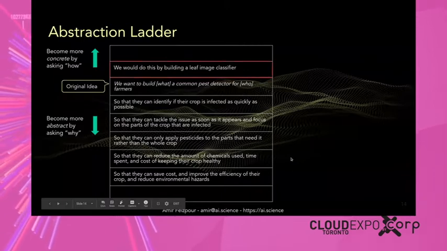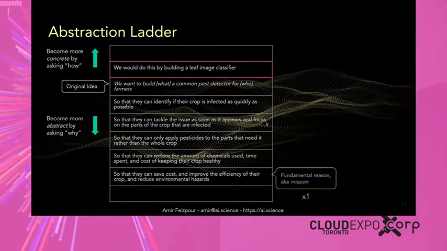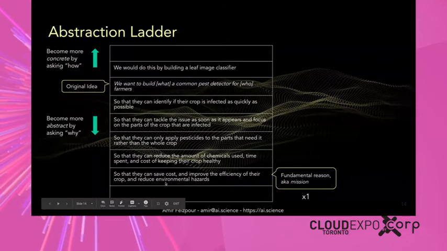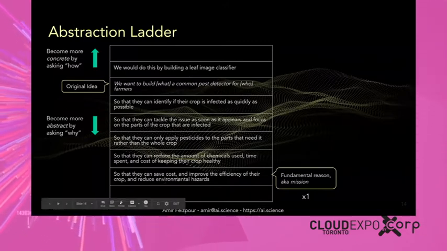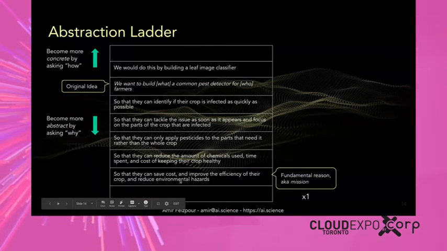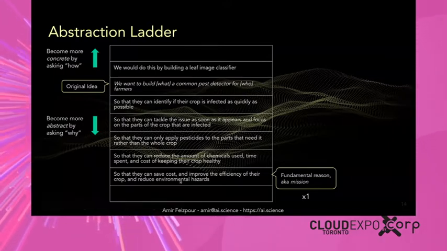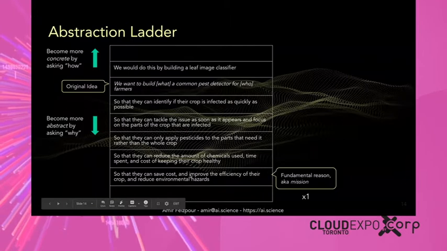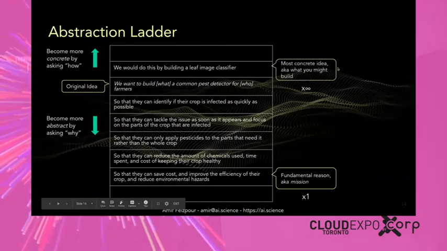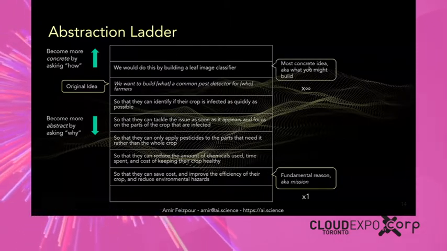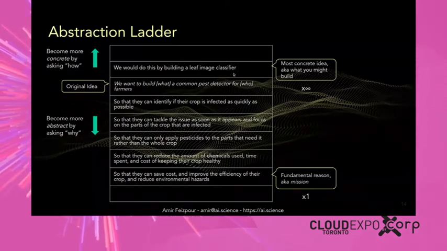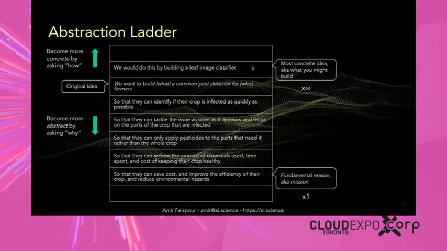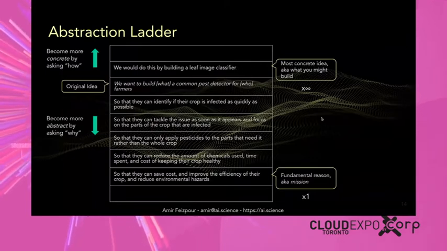Ideally, when you get to the very abstract problem, as I mentioned, that's sort of your mission. That's the vision that you have for what you're building. So you ideally want to have only one of these. But the very concrete idea, ideally you want to have many of it, because maybe the image classifier is not the right solution. Maybe you have to have a different concrete idea that you will build.